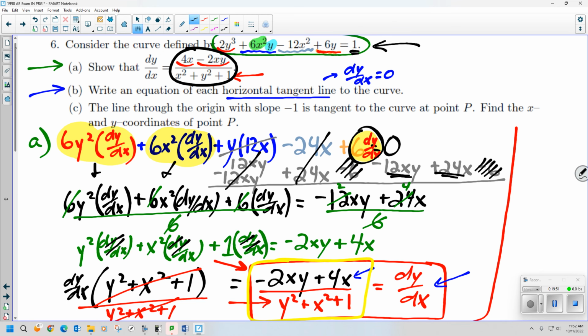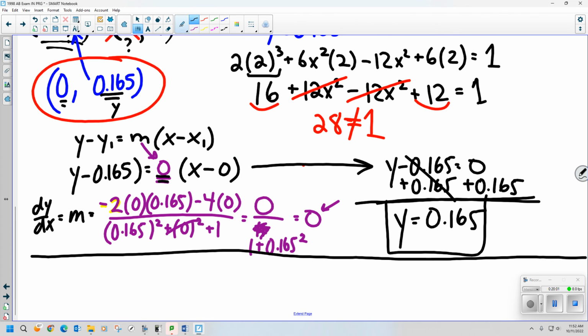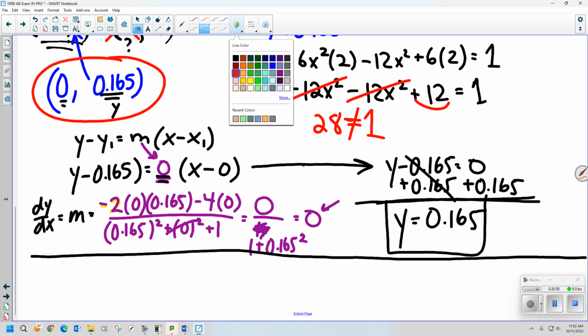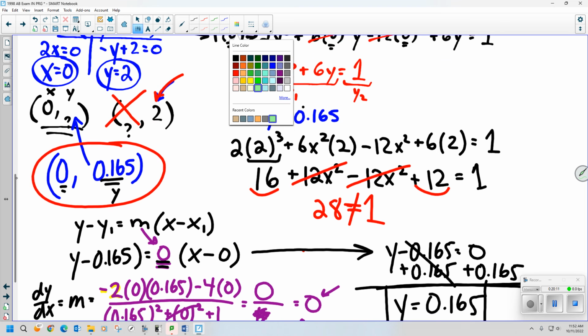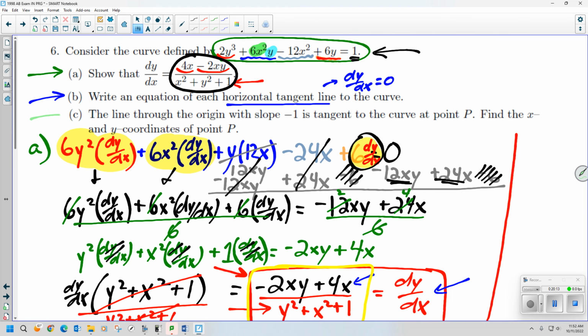We are on part C. And part C starts out easy. Still some work to do. Let's just go down here and pick a refreshing, light minty green.